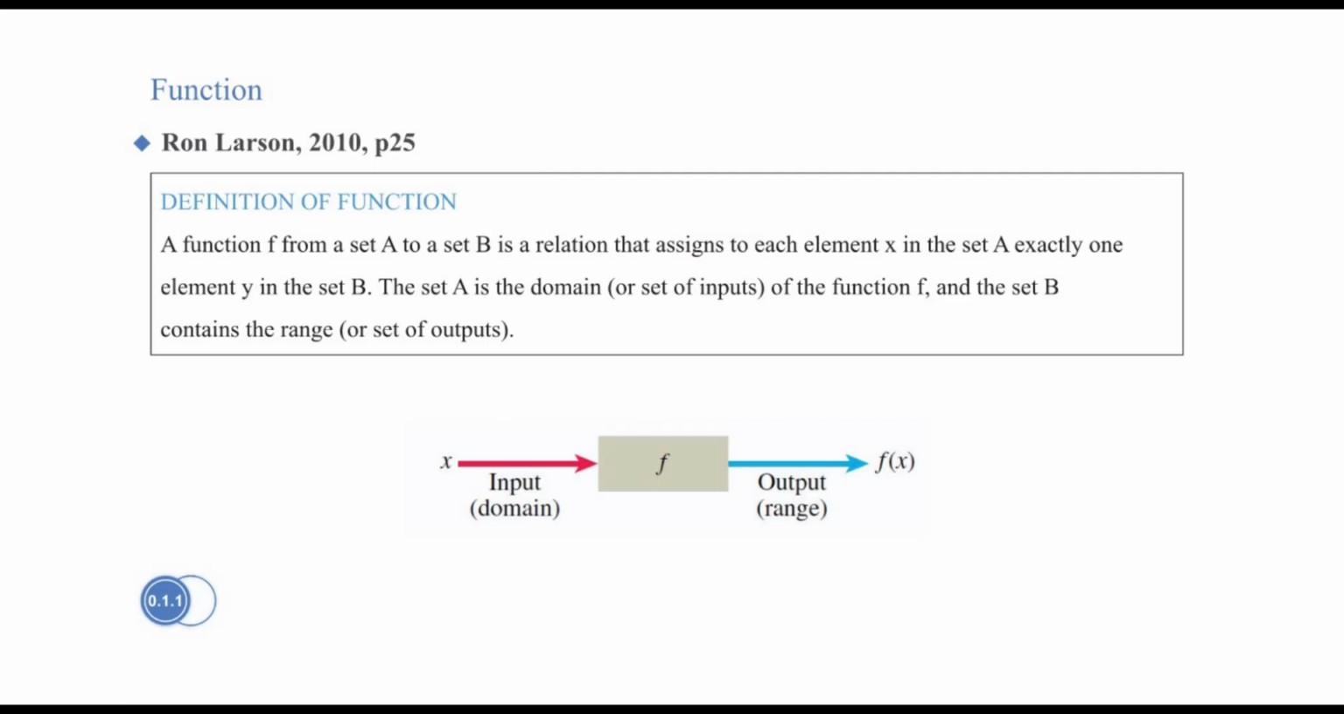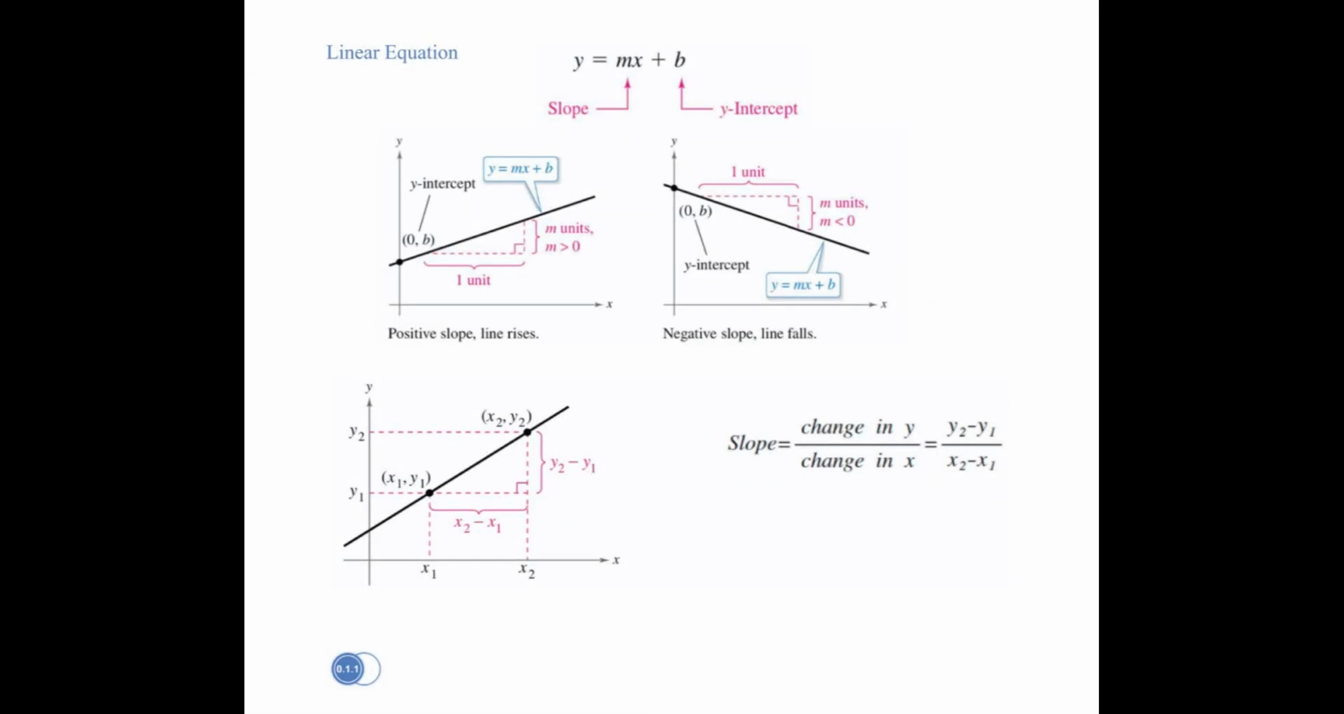A function f from a set A to a set B is a relation that assigns to each element x in the set A exactly one element y in the set B. The set A is the domain or set of inputs of the function f, and set B contains the range or set of outputs.